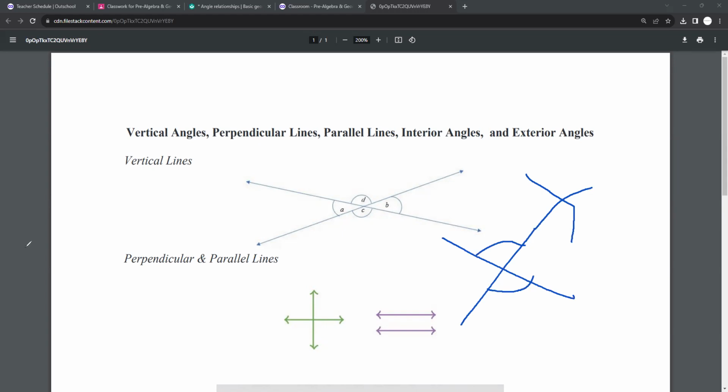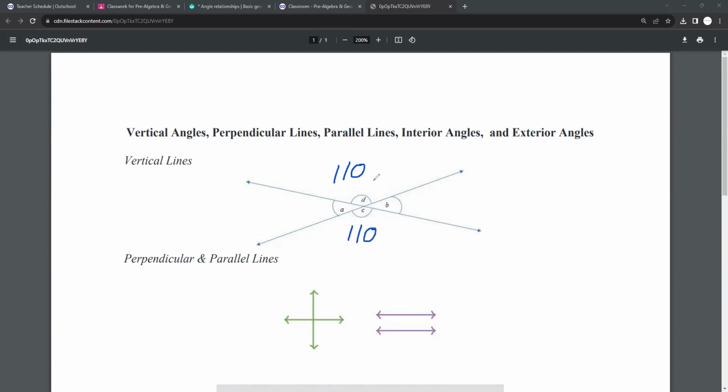Vertical angles are always equal. So if this is 110, then this is 110. And these are supplementary angles, meaning they make 180 together. So then that would be 70. And if that's 70, this is 70. So altogether, this is 360.